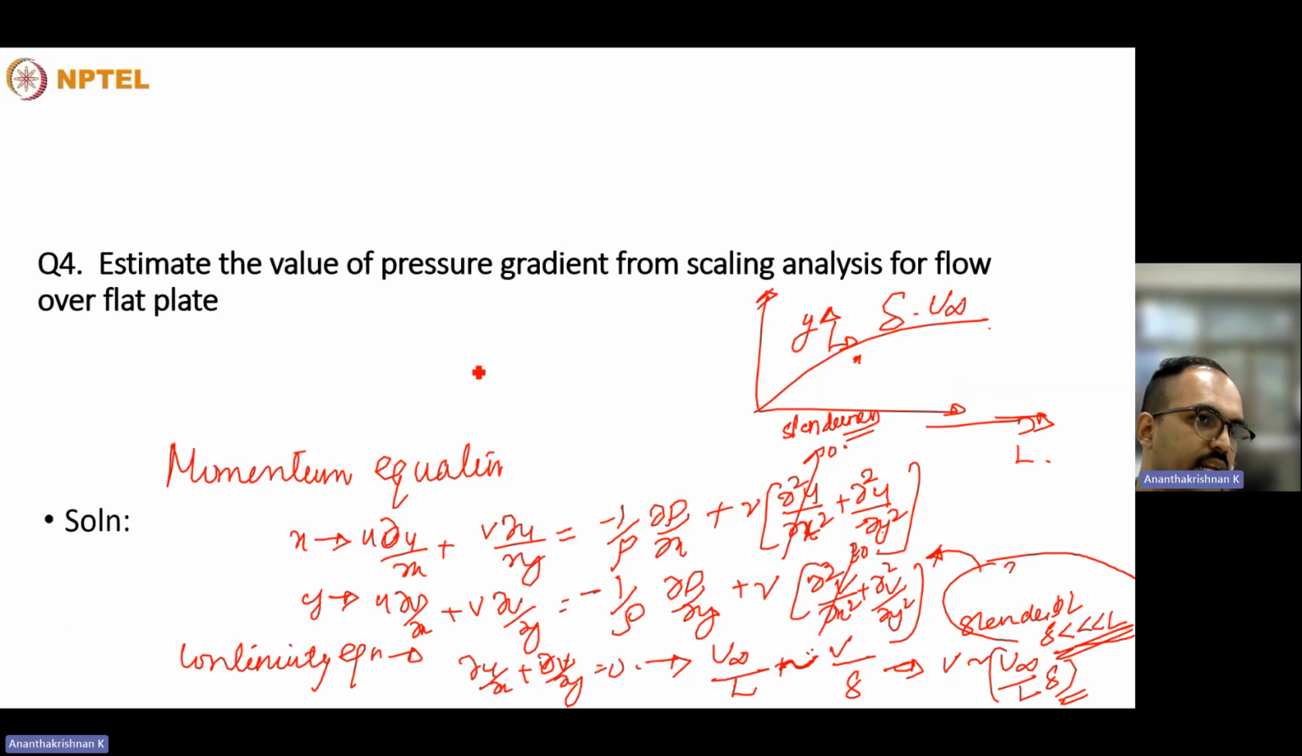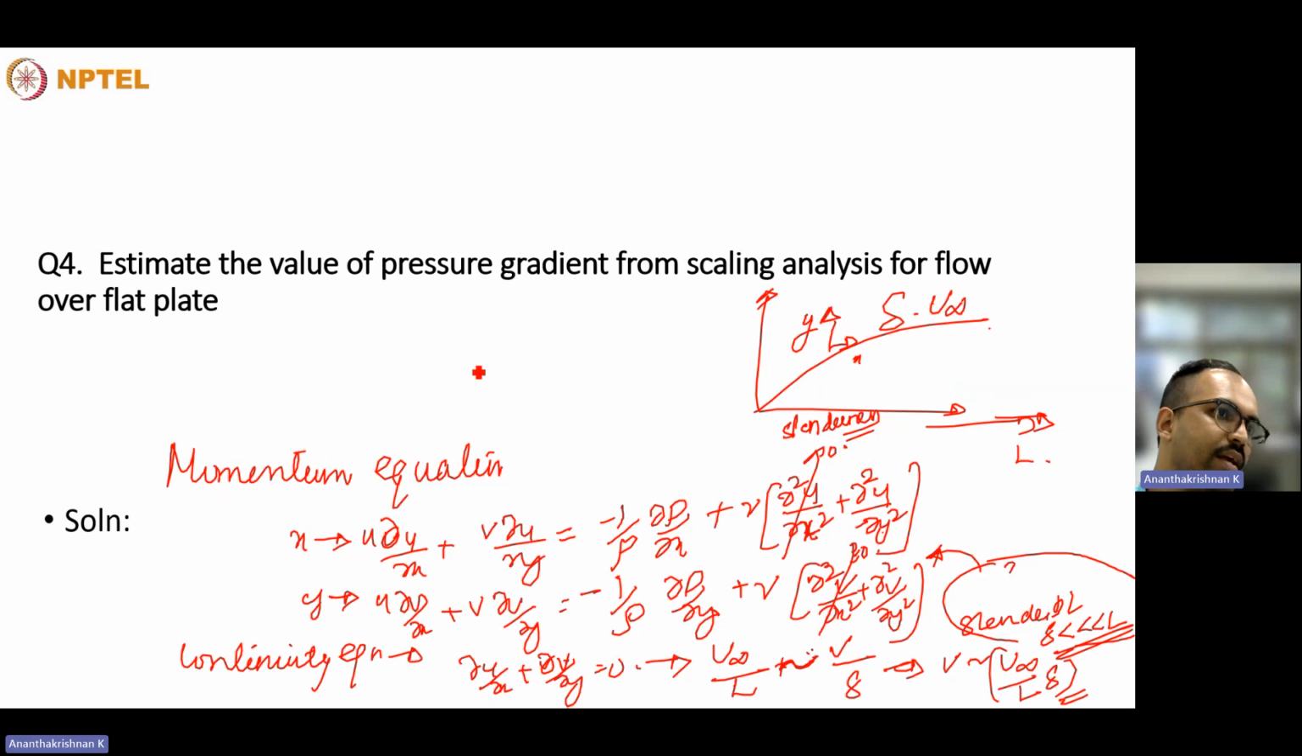But since the pressure gradient will be zero, since everywhere it is free stream velocity of u infinity, you can assume ∂p/∂x equal to 0, and that will be traced back within the boundary layer as well. We can say that ∂p/∂x will be the same as that of dp/dx.